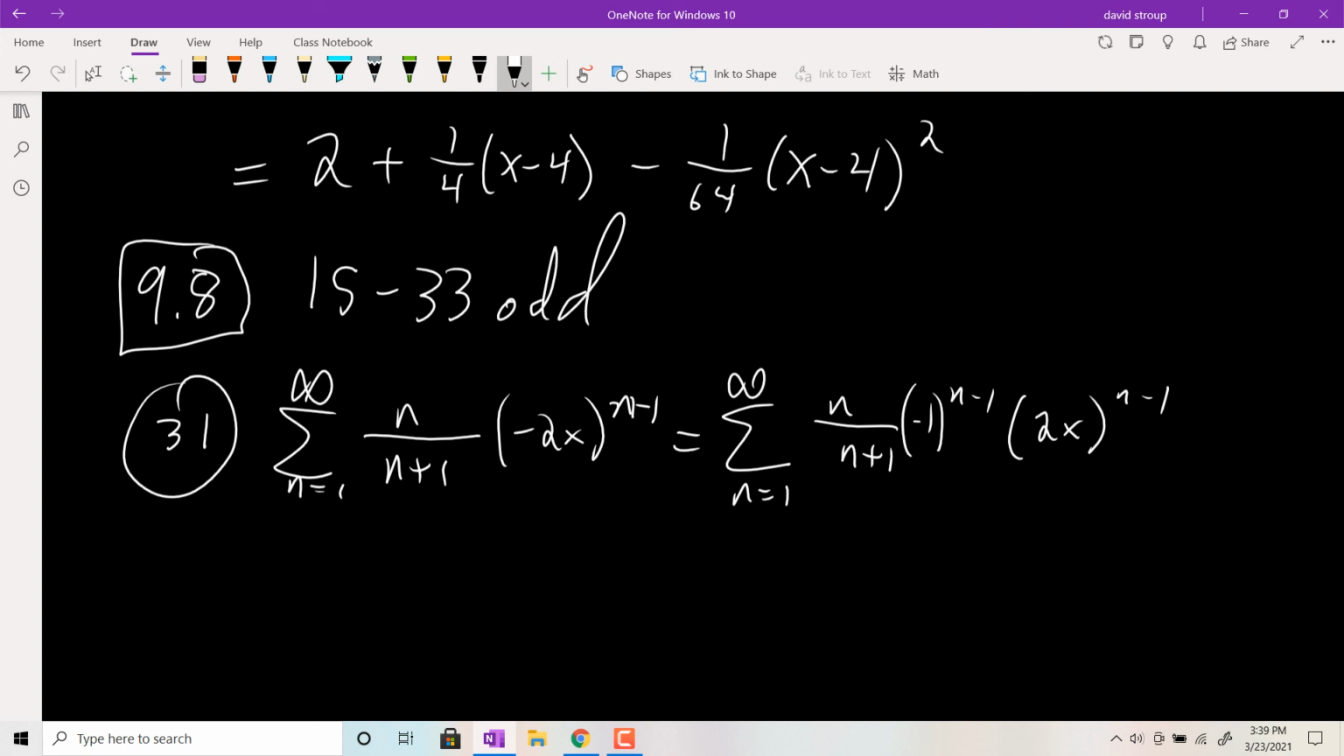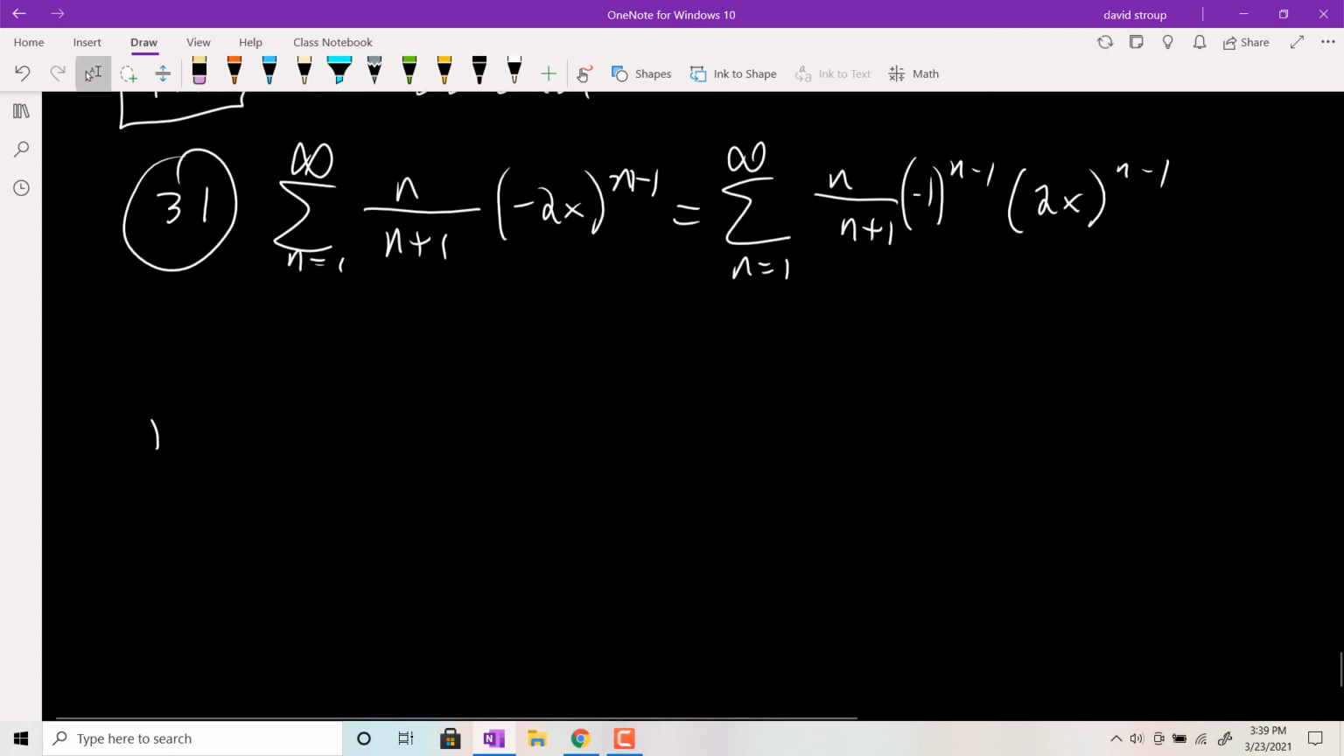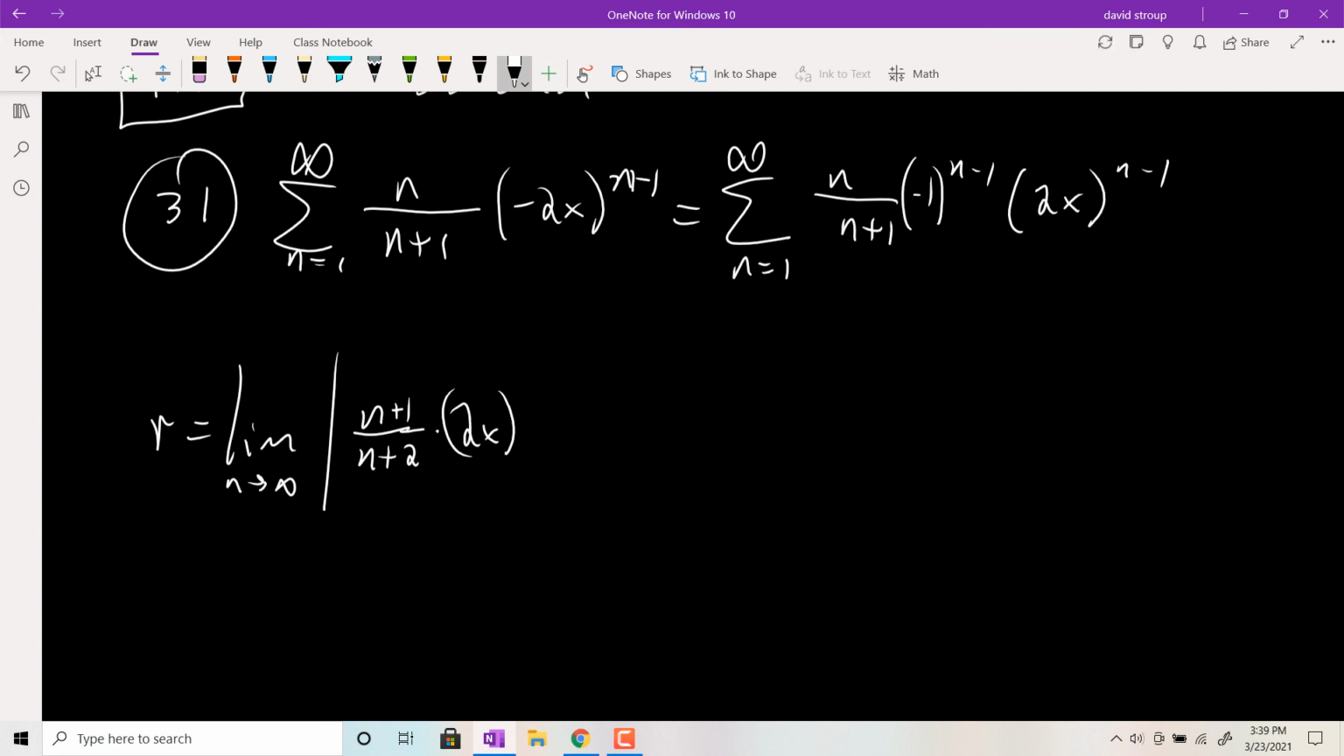Right. Okay, so I'm going to go to my ratio test and take a look here. So I have the r is the limit as n goes to infinity of the absolute value of n plus 1 all over n plus 1 plus 1 was n plus 2 times 2x to the n plus 1 minus 1 is n, then times the reciprocal of a sub n. And note, I didn't include the -1 to the n minus 1. No. You don't need it if you have the absolute values. Okay. Now consider the reciprocal of a sub n, which would be n plus 1 all over n times 2x to the n minus 1.